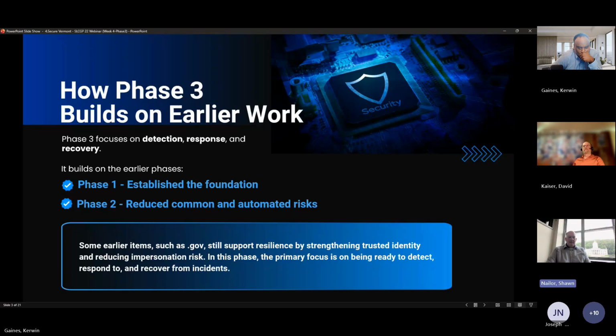David, anything to add? Not yet. All right, Kerwin, yourself? No, I think it's good. Just use this as a template. Even if you're not interested in SLCGP or you want to move on, use these phases as a template to build those pillars within your municipality. So a roadmap, so to speak, ensuring that you're covering all your ends.